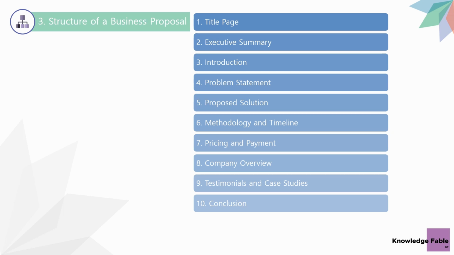Fourth is problem statement. Identify the client's problems or needs in this part. Fifth is proposed solution. Explain how your product or service solves the problem. Sixth is methodology and timeline. Describe the steps you'll take and the time frame for implementation. Seventh is pricing and payment. Here, clearly outline the cost and payment terms.